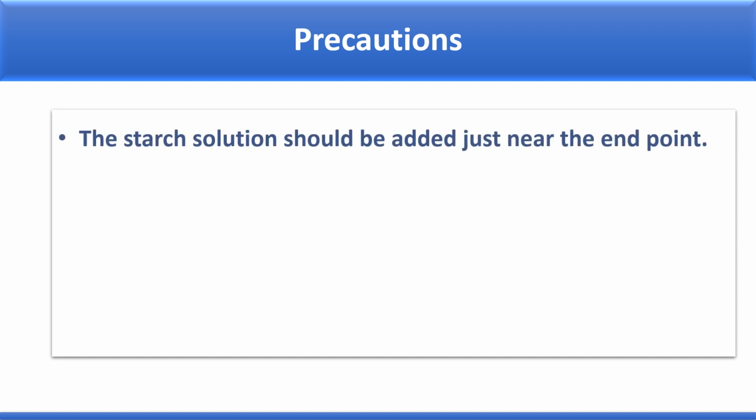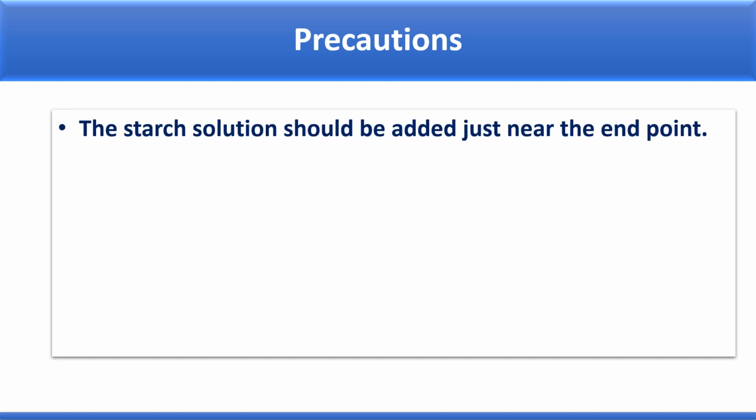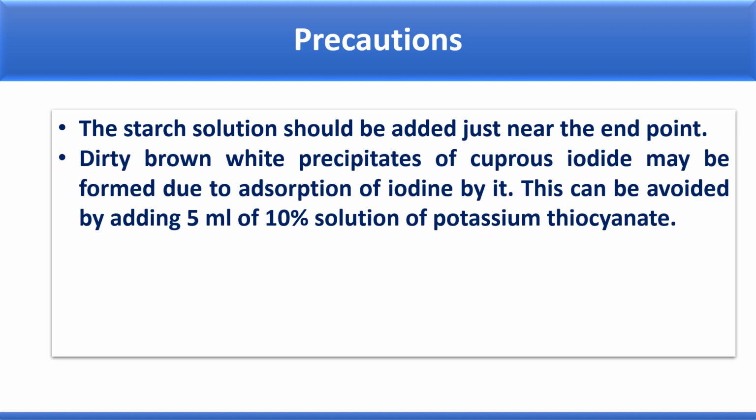Now, what precautions should be taken during this titration? The starch solution should be added just near the end point, that is when the solution becomes pale yellow. Dirty brown-white precipitates of cuprous iodide may be formed due to adsorption of iodine by it. This can be avoided by adding 5 ml of 10% solution of potassium thiocyanate.